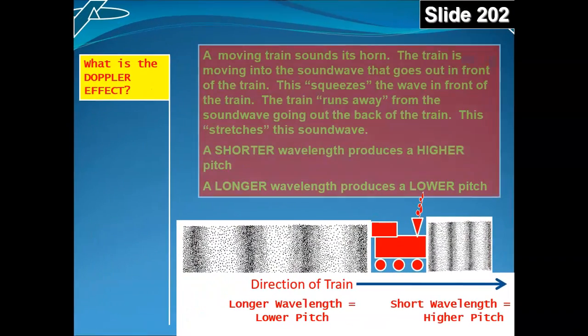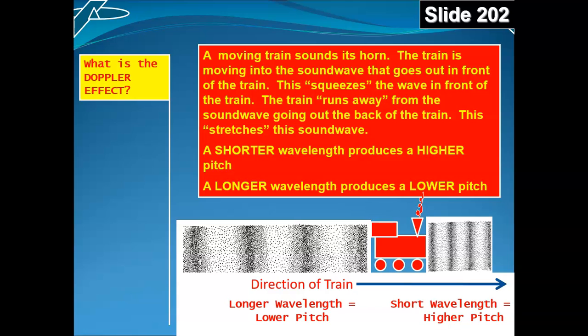What is the Doppler effect? So a moving train sounds its horn. The train is moving into the sound wave that goes out in front of the train. This squeezes the wave in front of the train. The train runs away from the sound wave going out the back of the train. This stretches this sound wave. So you notice the sound wave coming out the front has a shorter wavelength, and a shorter wavelength means higher pitch, and a longer wavelength means lower pitch.